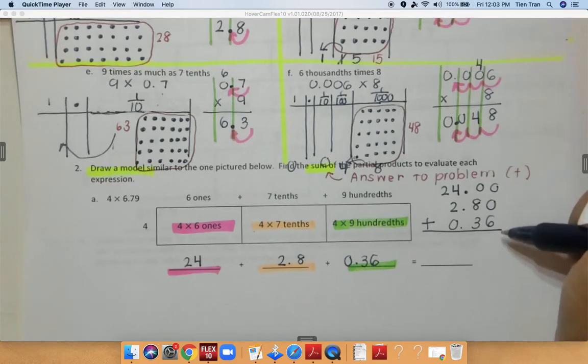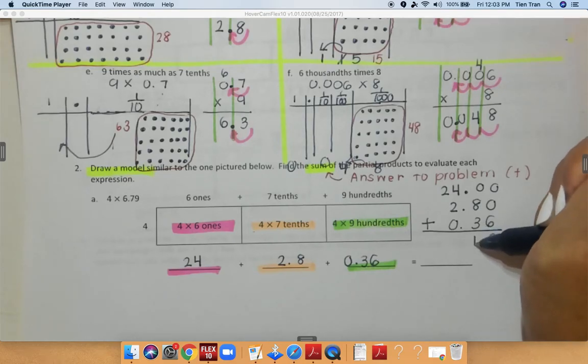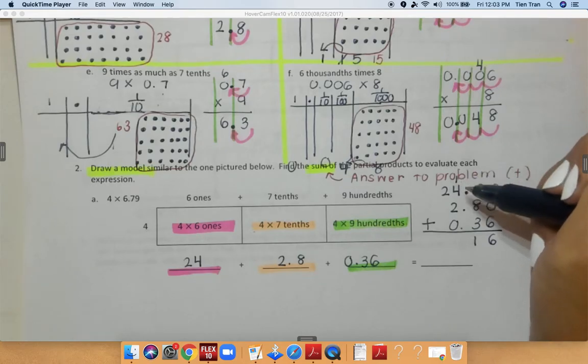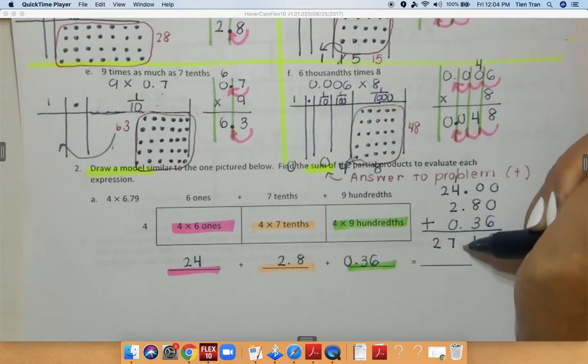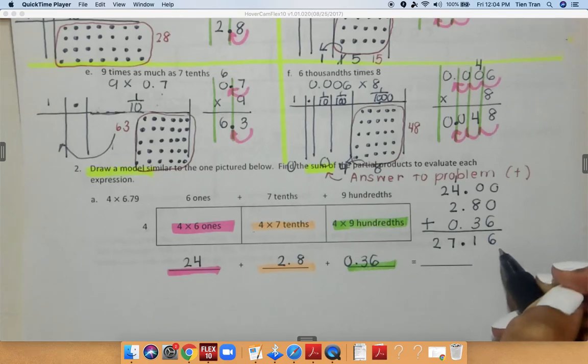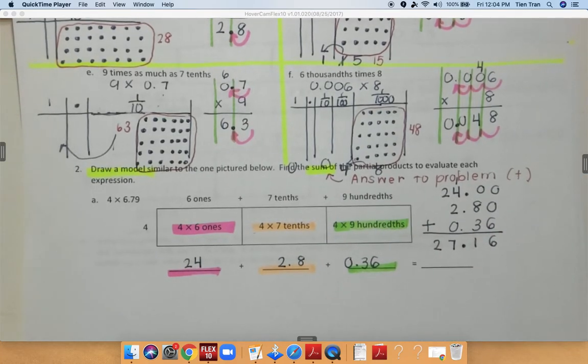I know that 6 plus 0 is equal to 6. 8 plus 3 is going to give me 11. And 4 plus 1 is equal to 5. 5 plus 2 is equal to 7. And bring down your 2. Don't forget to bring down your decimal when you're adding. So your final answer is 27 and 16 hundredths. That's what I would write right here, 27 and 16 hundredths.